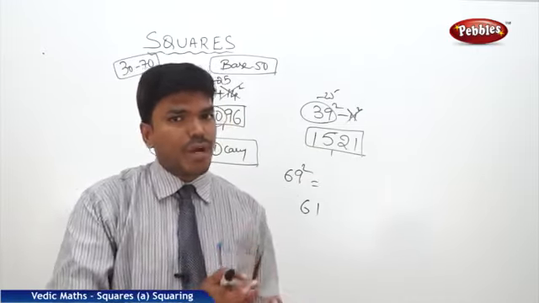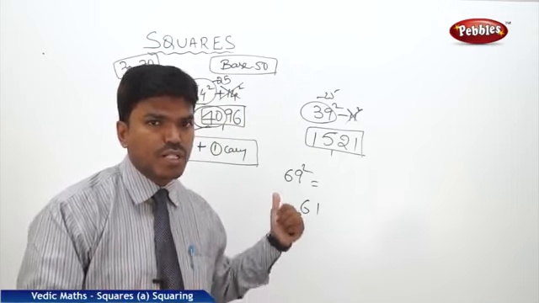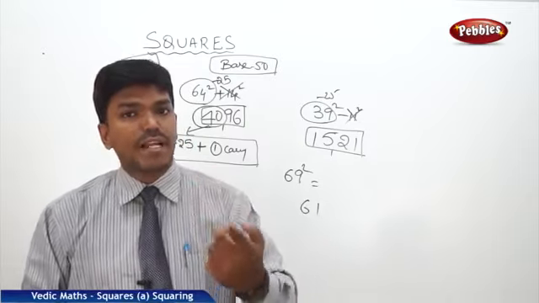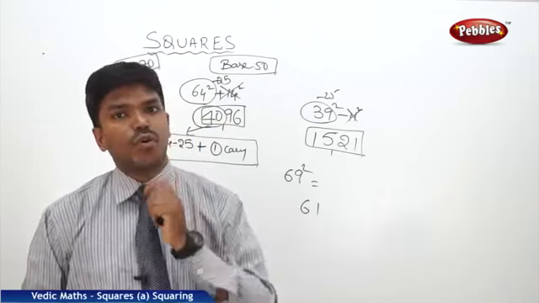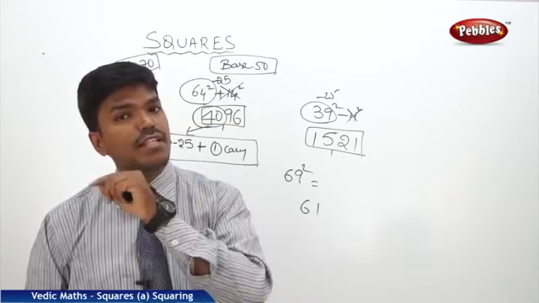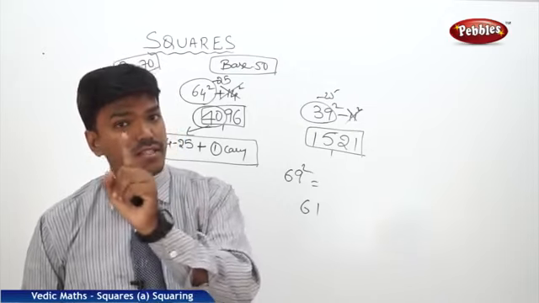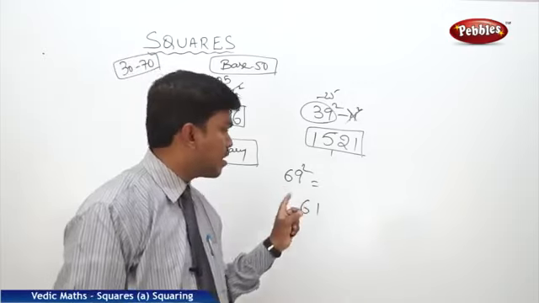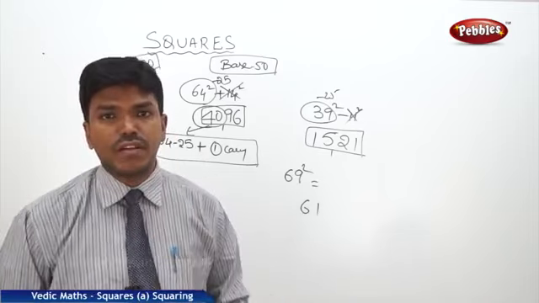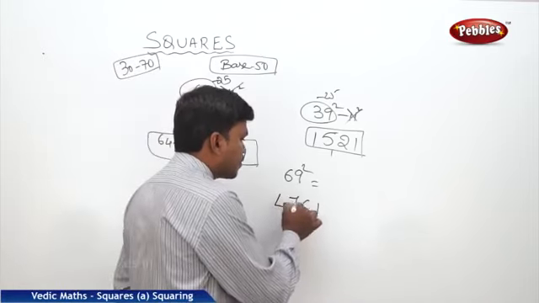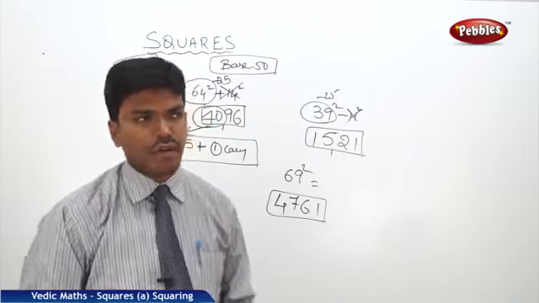Now to get the left side part, what do we need to do? Subtract 25 from the main number. The main number is 69. 69 minus 25 is 44. And how much is there in the mind? The carry, we should not forget the carry. 44 plus 3 is 47. So my answer is 4761. Understand? One more example.